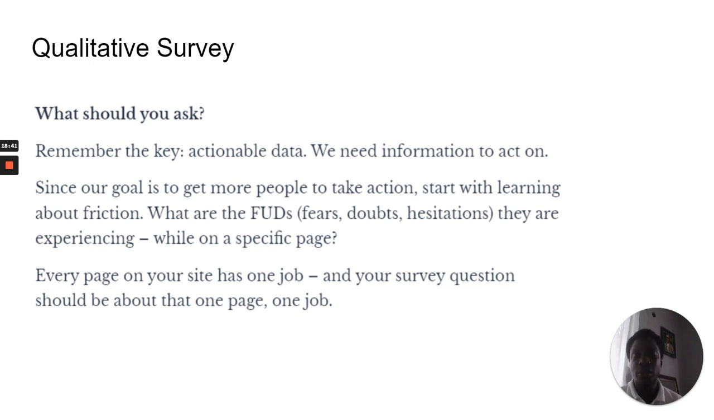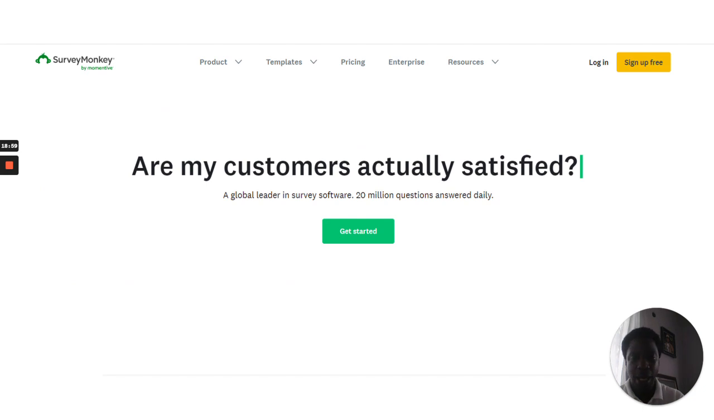So every page on your site or every screen within your app, your survey should be based on a particular screen or a particular thing, not a general wide survey. Fix a particular thing, because what you are trying to get to is one metric that actually matters at that particular point in time. And then you can use SurveyMonkey.